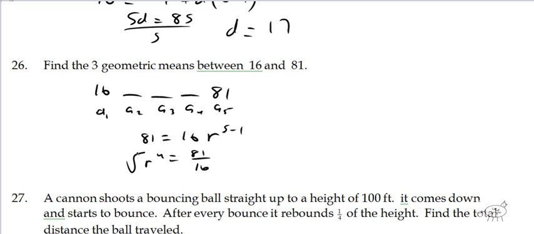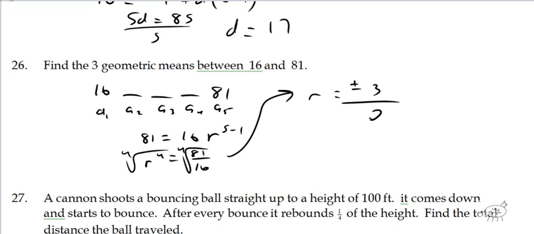Can't simplify it, but if I take the 4th root now, I get r equals, and then remember it's an even root, so it's plus or minus. The 4th root of 81 is 3, and the 4th root of 16 is 2. So that's really the number you multiply everything by. And there are two sets of numbers here. So let me just kind of draw this out. It's 16, 1, 2, 3, 81, and 16, 1, 2, 3, 81.